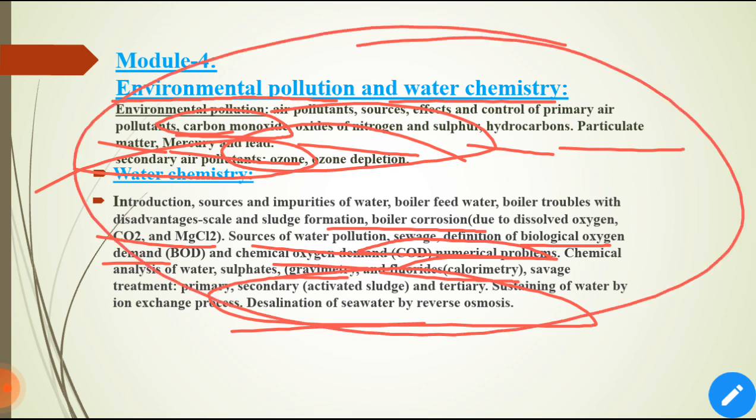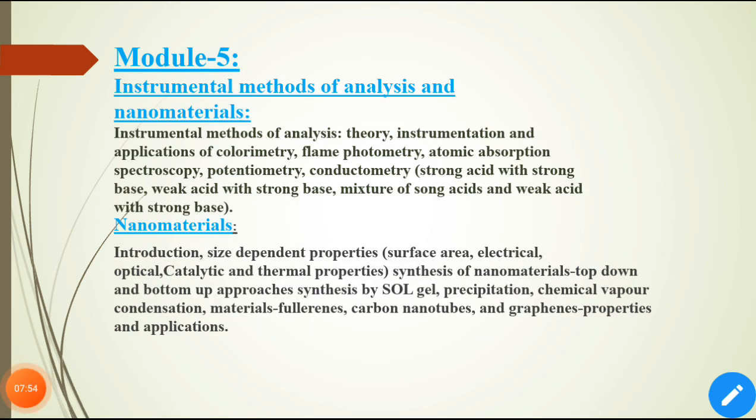Next, move on to the fifth module, that is instrumental methods of analysis and nanomaterials. In instrumental methods of analysis, we have to study the theory, instrumentation and applications of colorimetry, potentiometry and also conductometry. Next, we study flame photometry and atomic absorption spectroscopy.